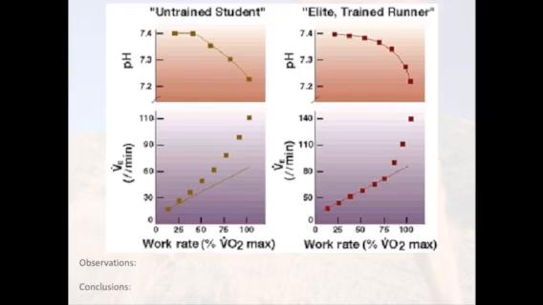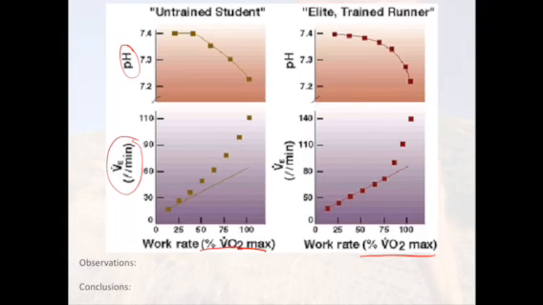This is a classic study that looked at an untrained person versus an elite trained runner. On the x-axis is their work rate, what percentage of VO2 max they are at. On the y-axis is either their ventilation in liters per minute or the pH of their blood. Normally I would have you talk about this with the people around you, figure out what's going on, and write some observations and conclusions, but we're not doing that since we're not in class. So let me talk you through it.